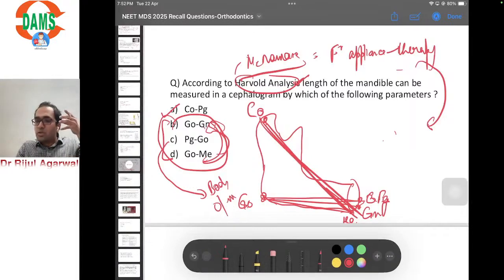अब हम ग्लिनॉइड फोसा को उठा के स्केलेटली आगे नहीं ला सकते ना, तो उन केसेस में फंक्शनल अप्लायंस थेरेपी इज़ नॉट फ्रूटफुल, because the condyle's position itself is posterior in the glenoid fossa. So this is the application of determining the length.